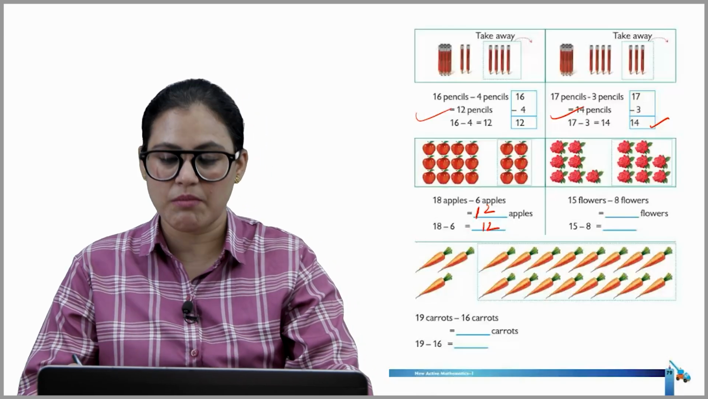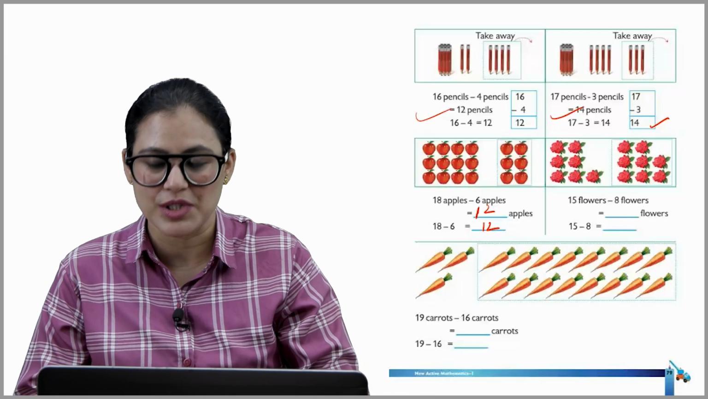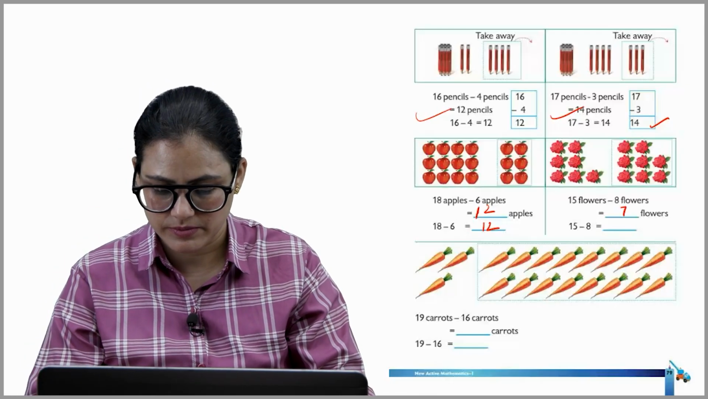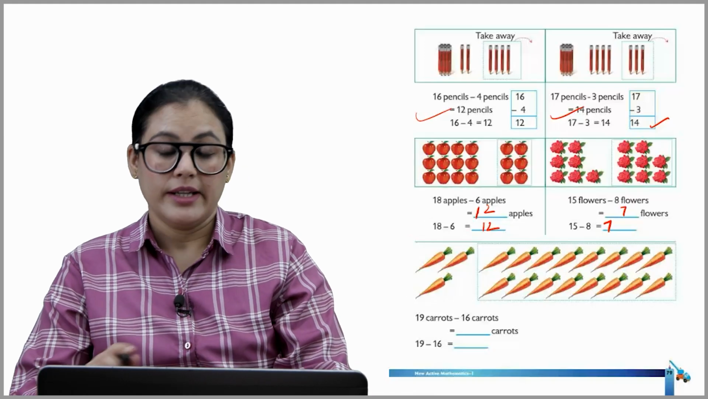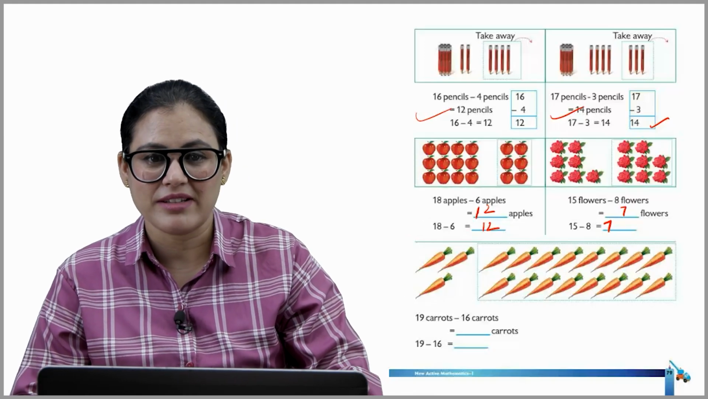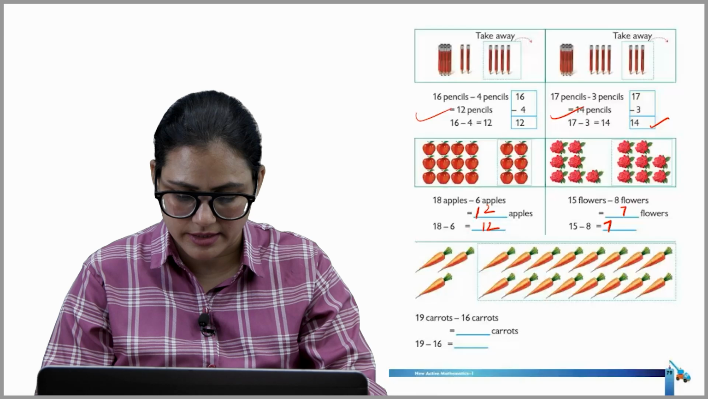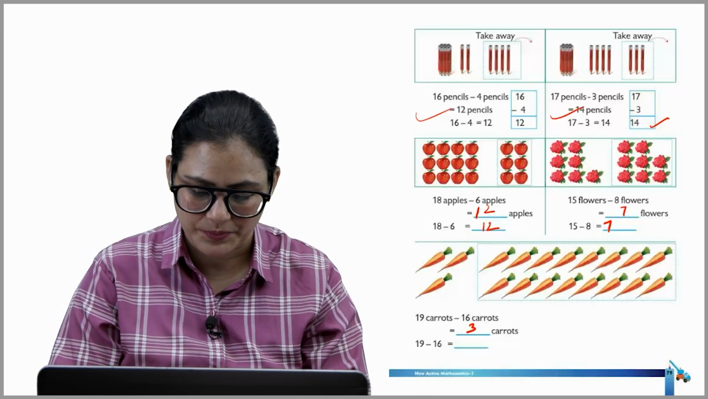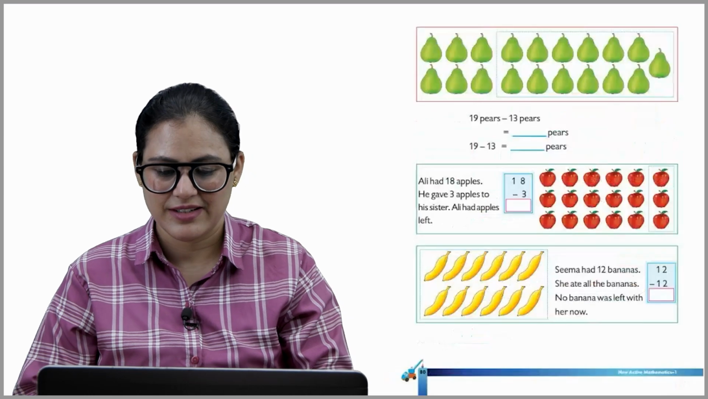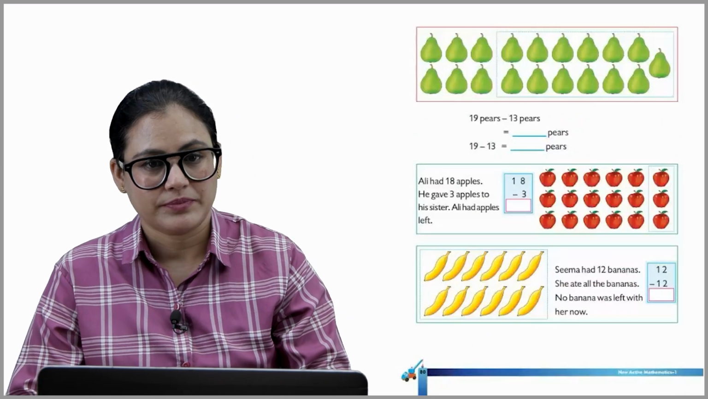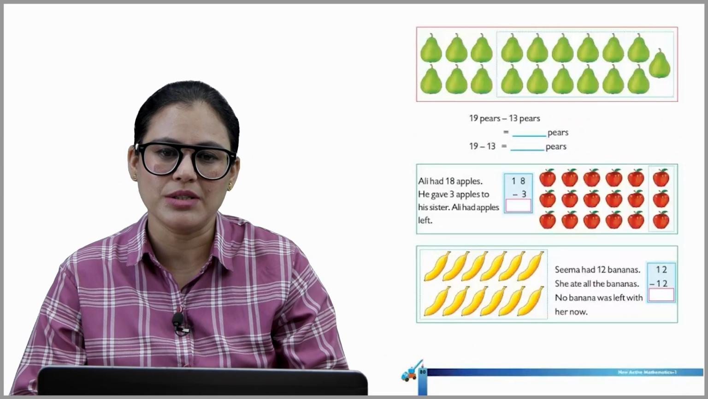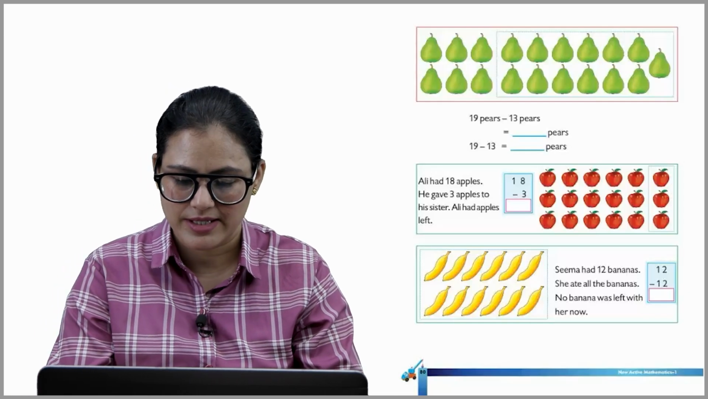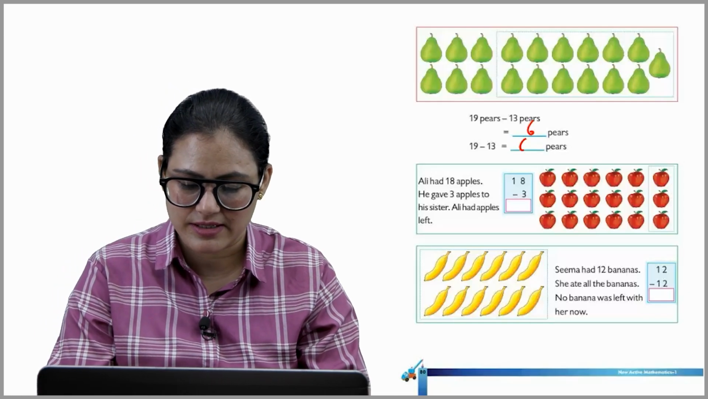15 flowers minus 8 flowers is equals to 7 flowers. Means 15 minus 8 is equals to 7. 19 carrots minus 16 carrots is equals to 3 carrots. That is 19 minus 16 is equals to 3. Right? Similarly, 19 pairs minus 13 pairs is equals to how many pairs? 6 pairs. 19 minus 13 is 6.